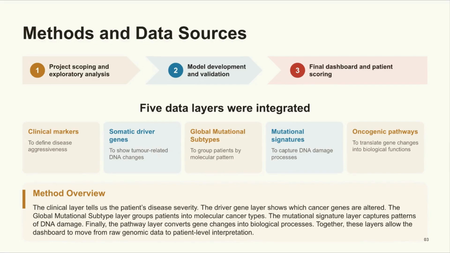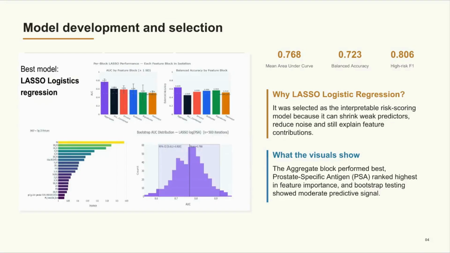We had 5 layers that we integrated. Clinical markers is the first one, with the aim of defining disease aggressiveness. Then we did somatic driver genes to show tumor-related DNA change, global mutation subtypes to group patients by molecular patterns, and mutational signatures to capture DNA damage processes, then oncogenic pathways to translate gene changes into biological functions.